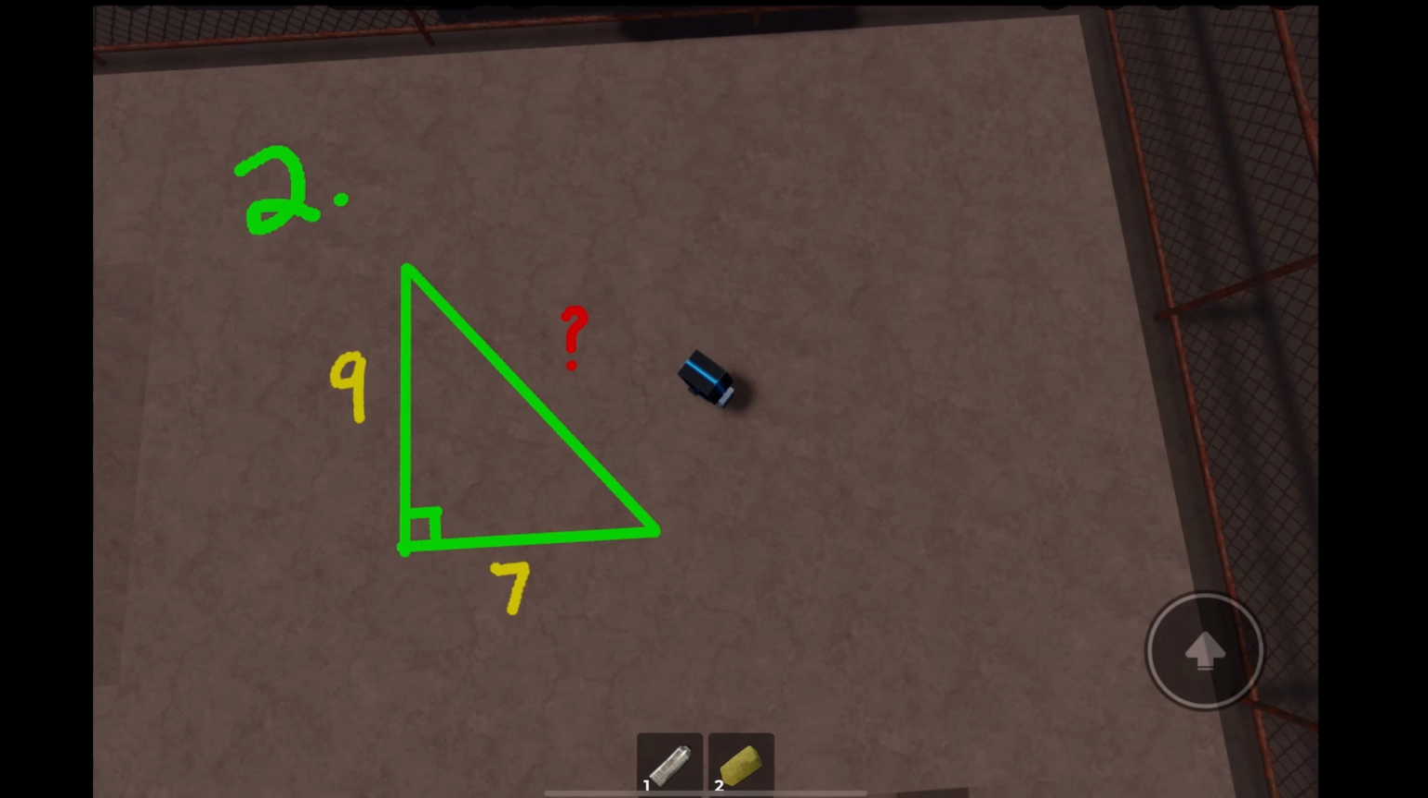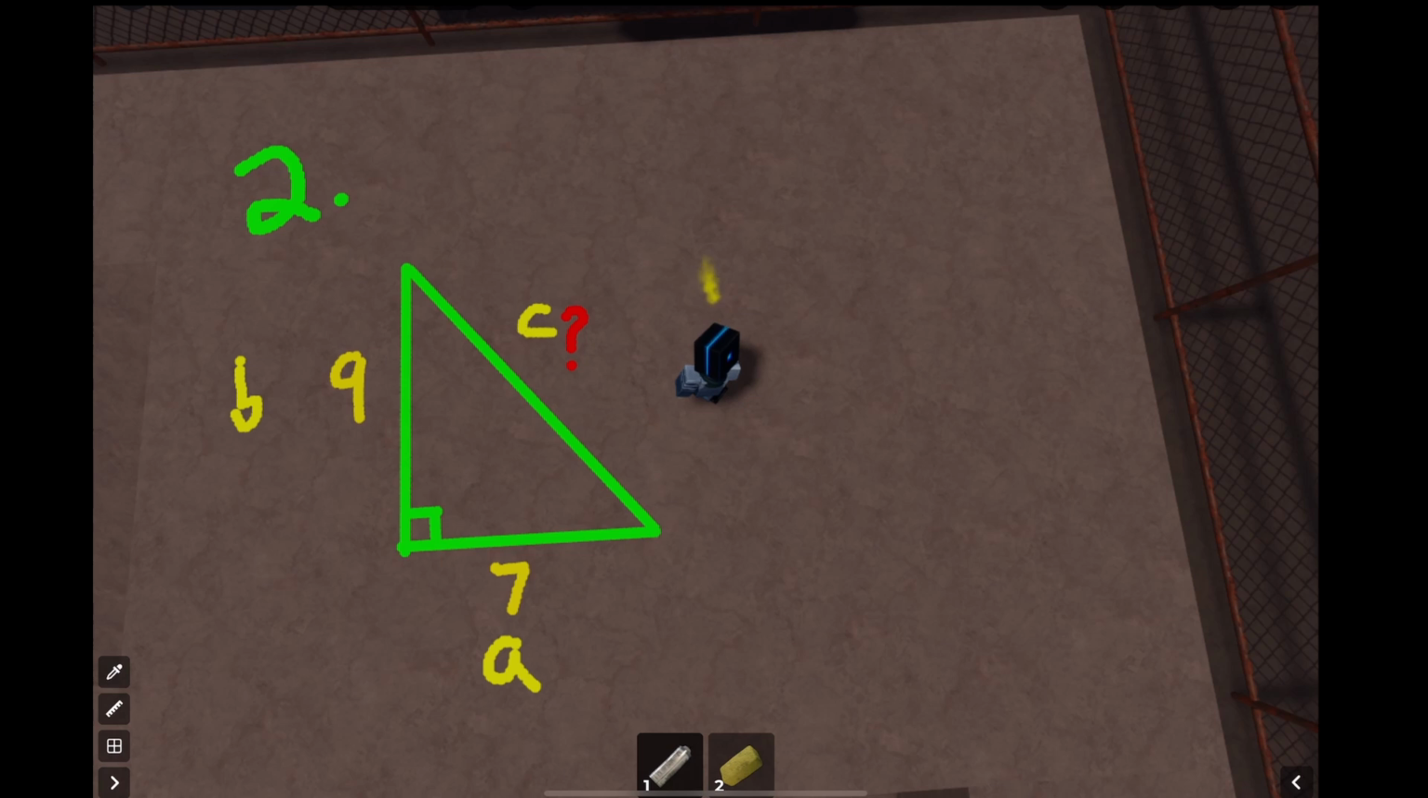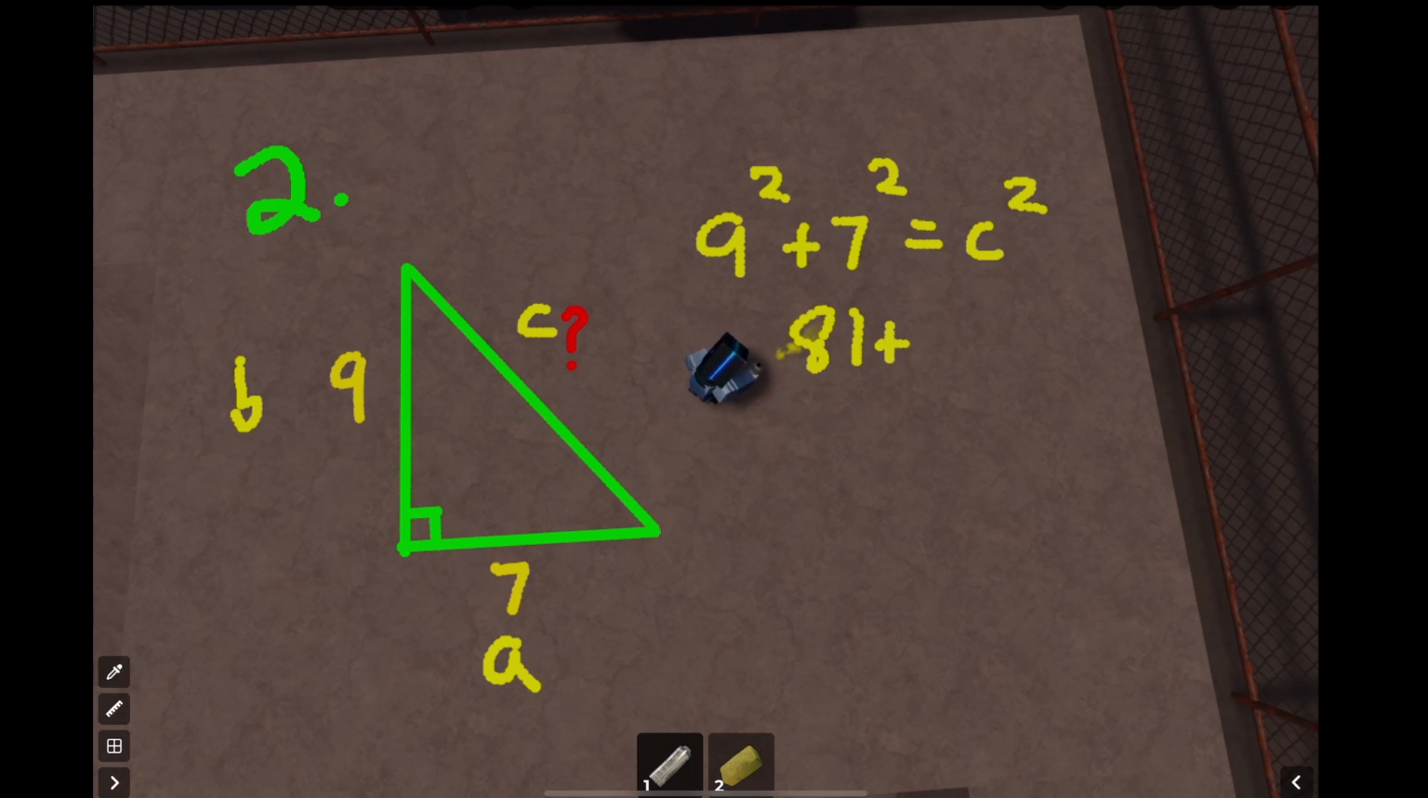In this problem, I've given you that the legs of the triangle are 9 and 7, and I want you to find the hypotenuse. Let's set up the Pythagorean theorem, where 7 is A, 9 is B, and the hypotenuse is C. So we would have 9 squared plus 7 squared, or you could write this the other way around since I wrote B squared plus A squared, is equal to C squared. That would be 81 plus 49 is equal to C squared. And then 81 plus 49 is 130 equals C squared.